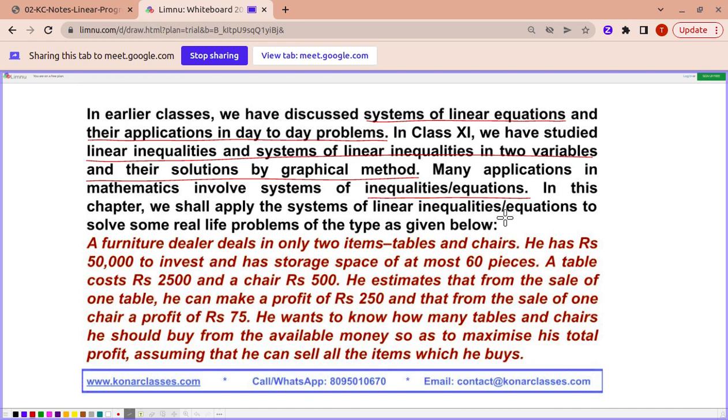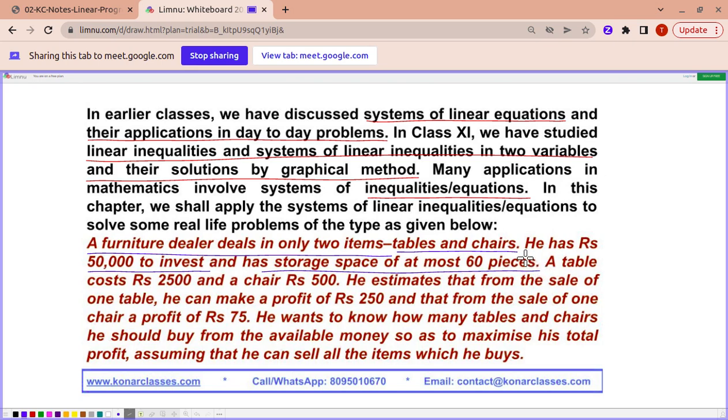Let us first take this problem, and based on this problem only we will complete our entire discussion today. What is the problem? The problem is mentioned here. A furniture dealer deals in two items, tables and chairs. He has rupees 50,000 to invest and has storage space of at most 60 pieces.